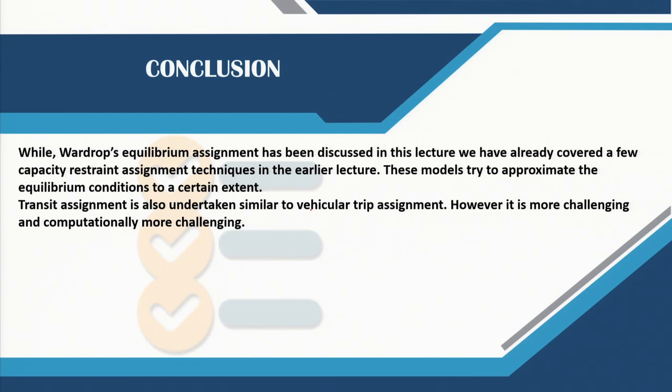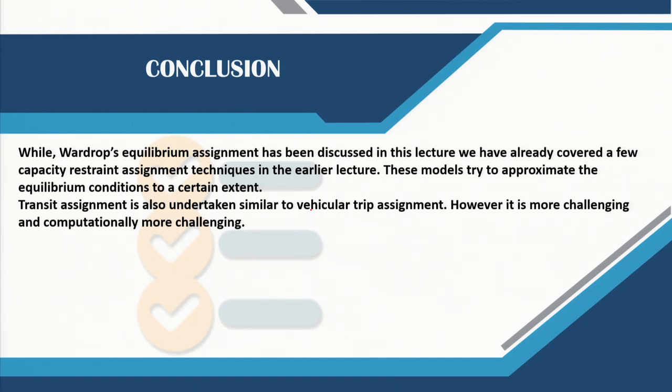And then once we are done with the vehicular assignment along different routes, we also need to do transit assignment. Transit assignment is undertaken similar to vehicular trip assignment, but it is more challenging computationally. The reason being that the capacity is provided not by a particular link, but depends on the number of transit vehicles along the route, and dynamically there is a lot of variation in those routes. Plus, whenever we have a transit network, people can have difficulty choosing between two alternative routes which overlap each other and so on.